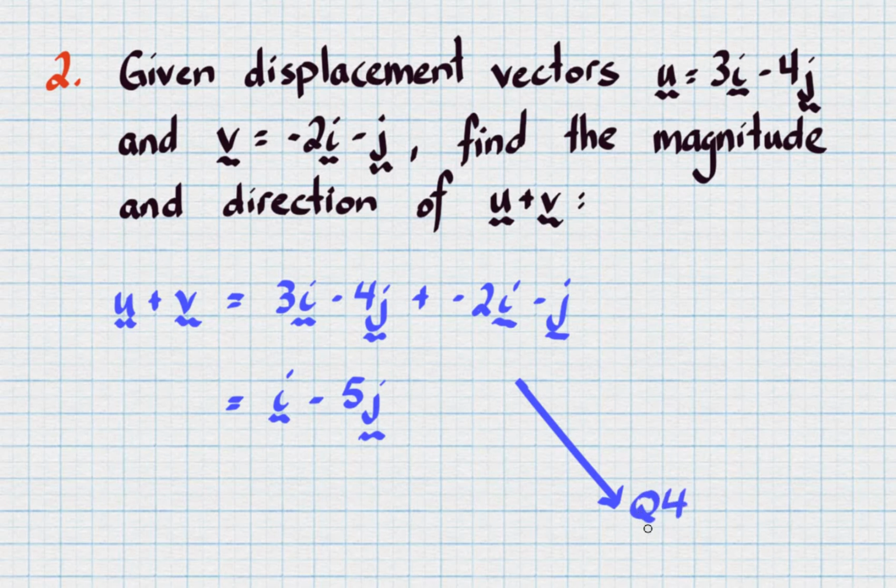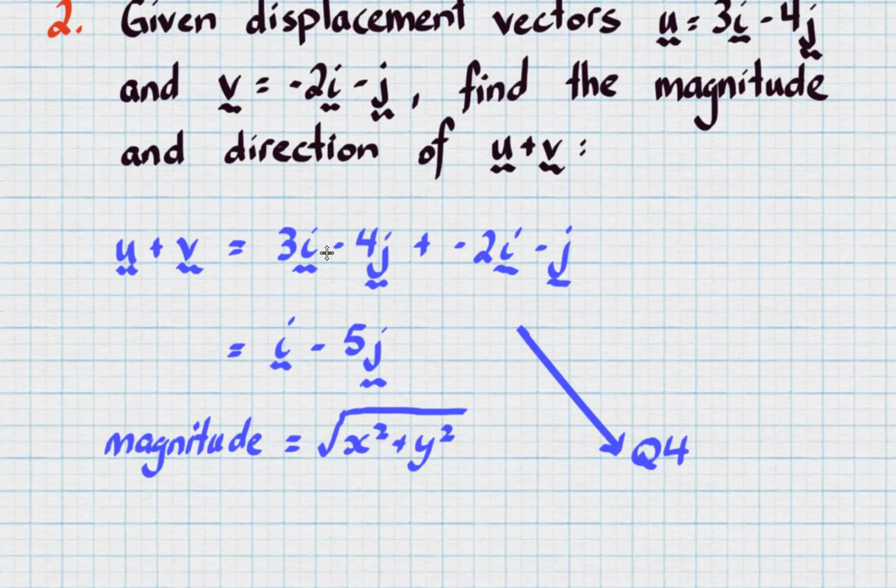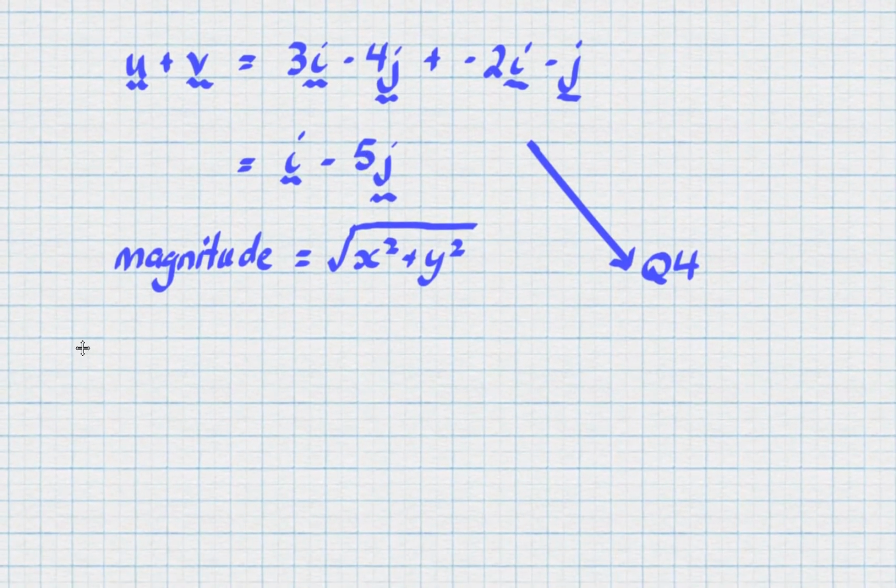Okay, and so now let's firstly consider magnitude. So we know that the magnitude of a vector is going to be the square root of its x component squared plus y component squared. Just some basic Pythagoras there, right? So what do we have? We've got 1 in the x direction and negative 5 in the y direction.